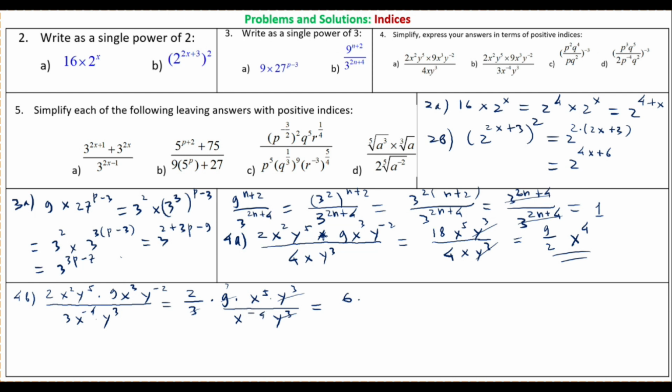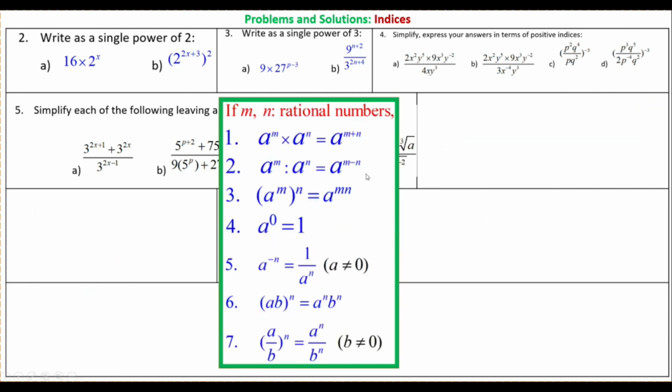So when we have a minus here, if you want to turn that into a numerator, the minus becomes plus in the index. So if we see there, law number 5, a to the power of minus n equals 1 over a to the power of n. So that's working also the other way. A to the power of n is equal to 1 over a to the power of minus n. So if we've got minus here, that becomes plus here. If we've got plus here, that becomes minus here.